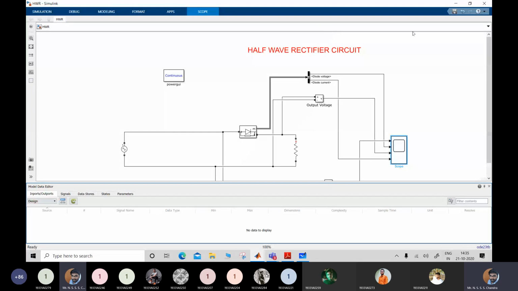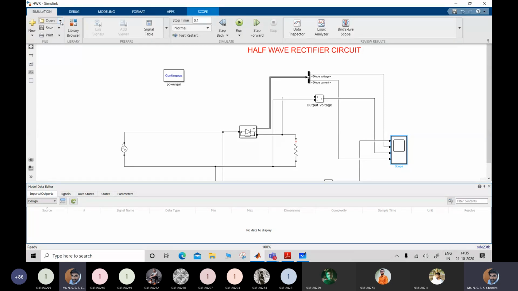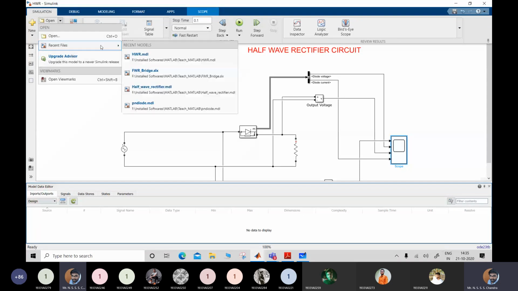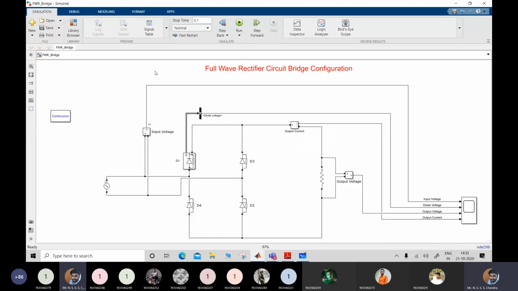Okay, so I'll close this circuit and open the full wave rectifier. So this is your full wave bridge rectifier, in which I have 4 diodes in the form of a bridge. This type of setup is known as your bridge configuration. So instead of a single diode, I have 4 diodes: diode D1, D2, D3, and D4.